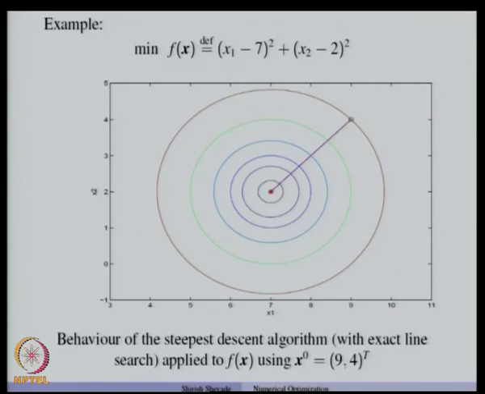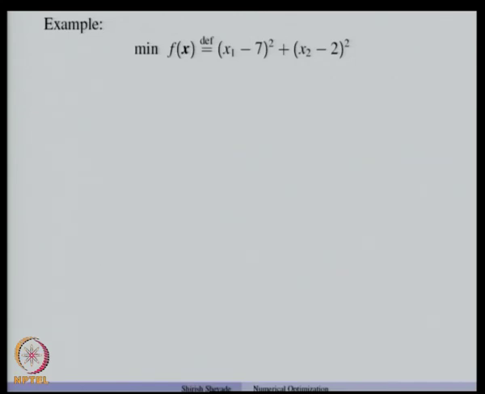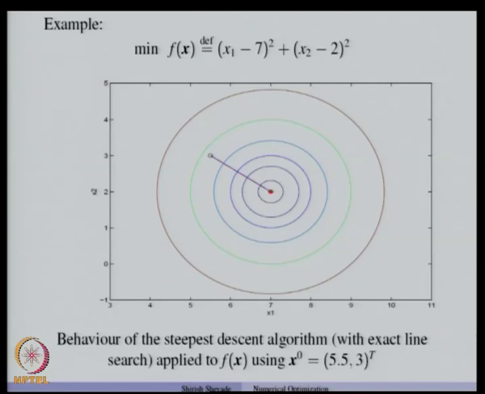Were we lucky to start with this particular initial point? Let us find out. Let us take the same function, but another initial point, whose x coordinate is 5.5 and y coordinate is 3. You will see that again in one step the steepest descent algorithm converges to x star. So, if we have circular contours of a quadratic function, then the steepest descent method would converge to x star in one iteration.